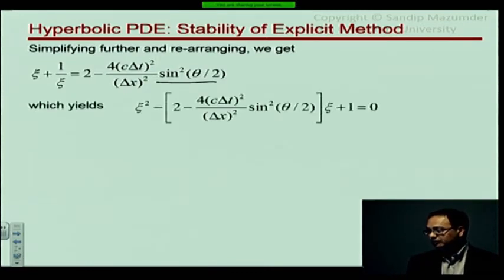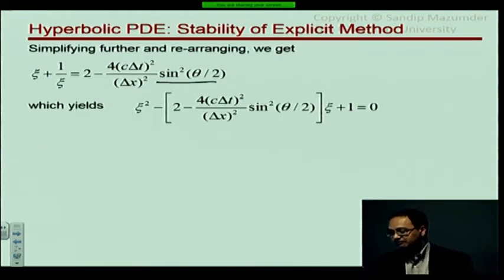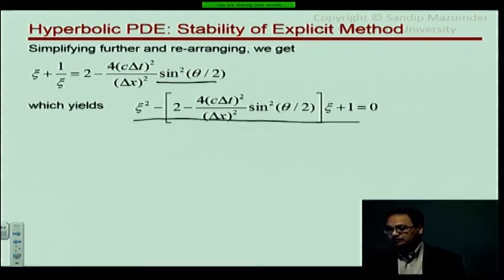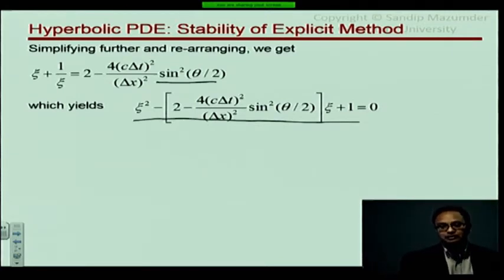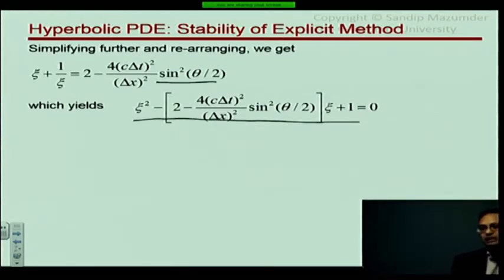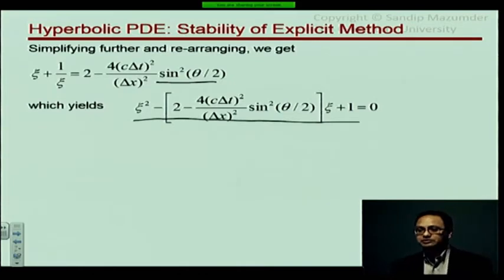Now, of course, one of the problems you see is if you rearrange it further, you see that this is a quadratic equation in xi, somewhat more complex than what you get for parabolic problems.